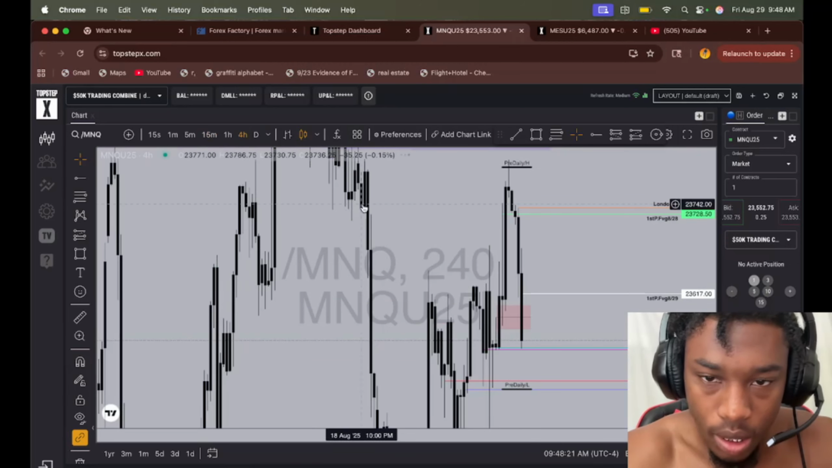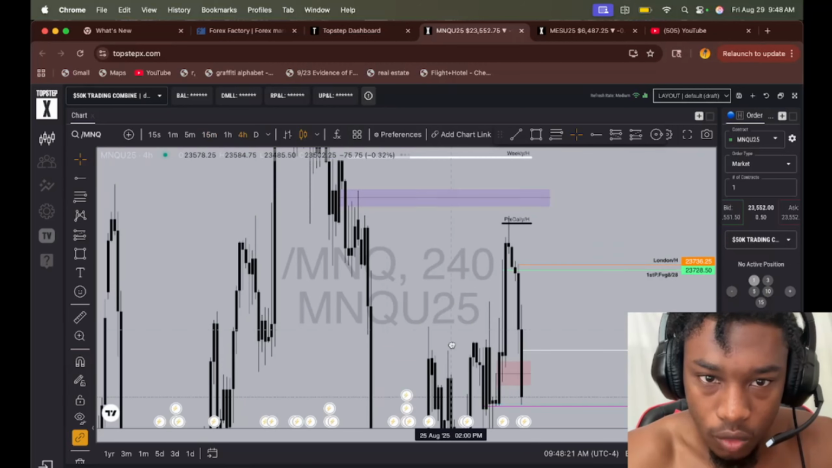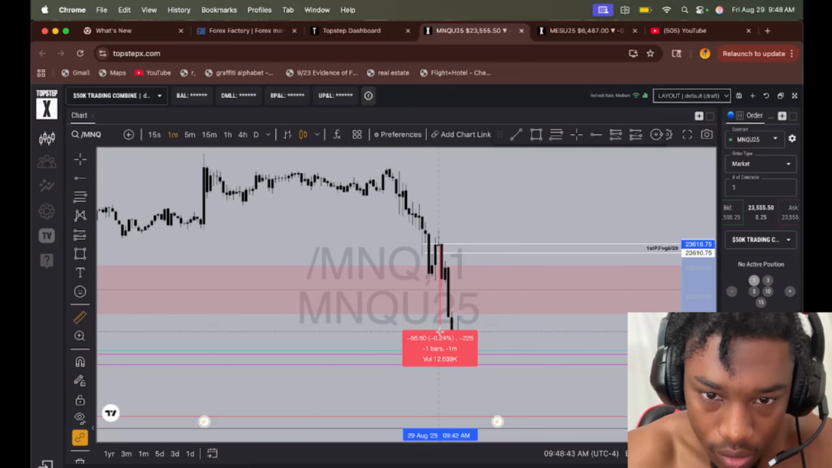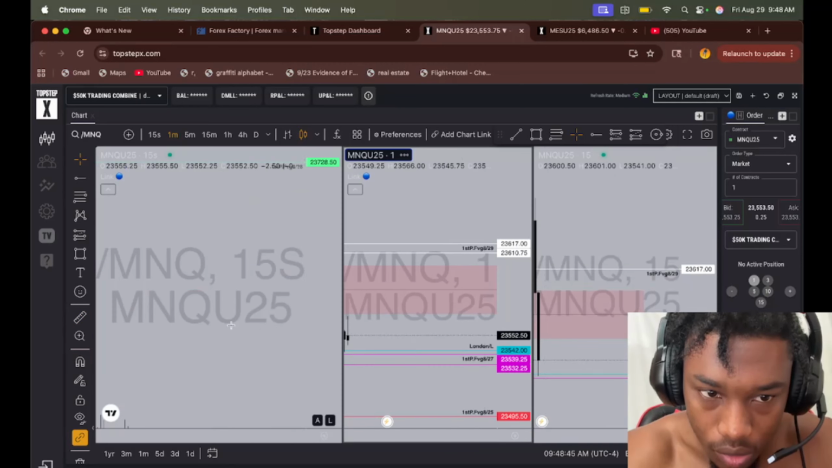I doubt price comes back into this 4 hour. I doubt it comes back into it. It can though, but you gotta be on the lookout for that. All right, it's 9:48 right now. Now we in macro time. Look how price treated the first percent AVG.